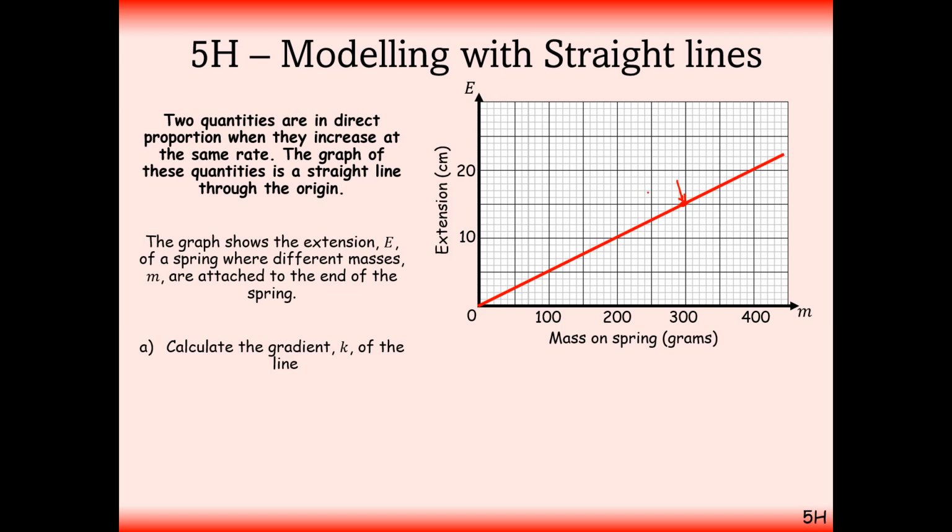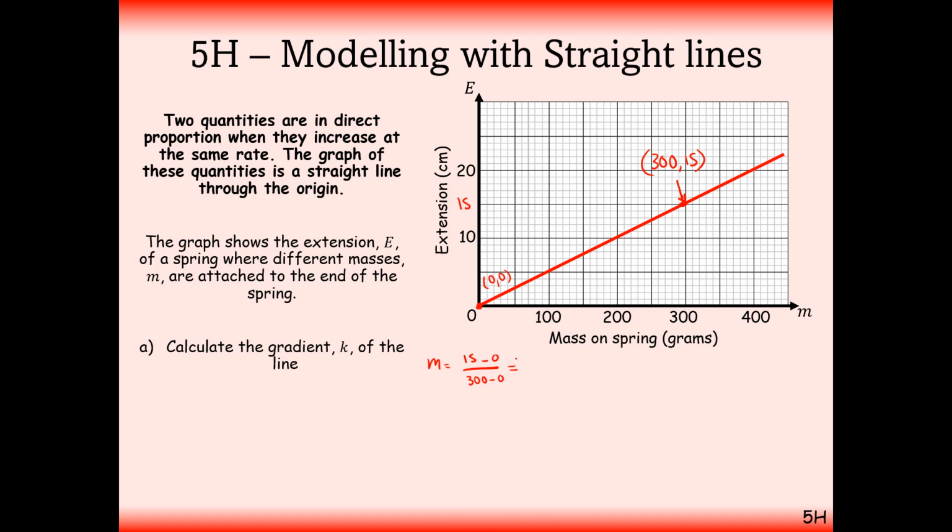If I take this coordinate here, its y value is 15, its x value is 300. So we have 300 comma 15. That's this coordinate here. And we know it's going through the origin. So the origin coordinate 0, 0. Taking the equation of gradient, we're going to say 15 minus 0 divided by 300 minus 0.